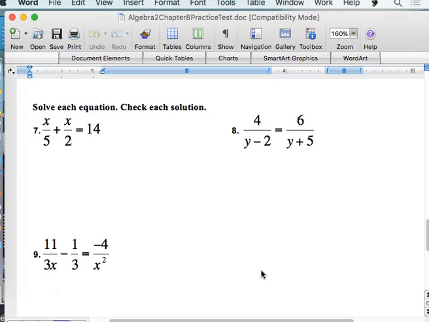Solve and check, it says. What are we going to do for number 7? 10 is our LCD, exactly. So we're going to multiply every single one of these by 10 on the top. Get rid of the bottom. We won't have any fractions. So 5 goes into 10 twice, so this will be a 2x. 2 goes into 10 5 times, that'll be a 5x. And 14 times 10 is 140. That's not bad.